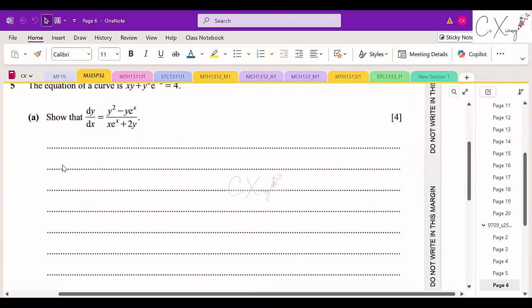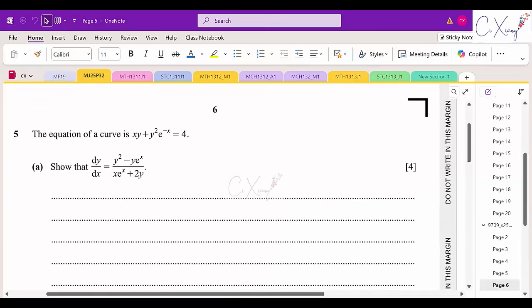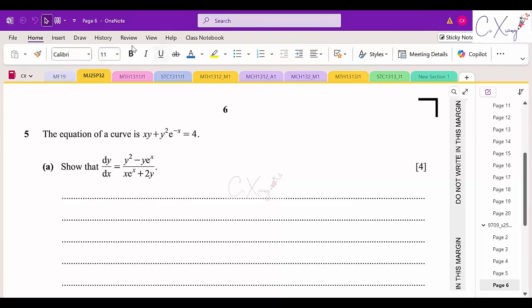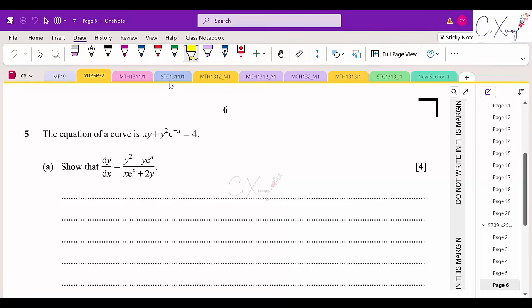Question number 5. We are given the equation, and then they want us to show that dy/dx equals the expression that they want us to show here. There's a mixture of x and y in the equation, and definitely we cannot separate the x and y clearly, where I cannot make it into y equals something something x here. Therefore, we have to apply implicit differentiation.